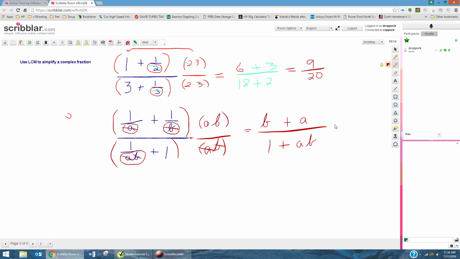So I might rewrite this as A plus B, putting it in alphabetical order, over 1 plus AB. That's a lot easier than getting common denominators, adding the fractions, and then multiplying the numerator by the reciprocal of the denominator. A lot easier.